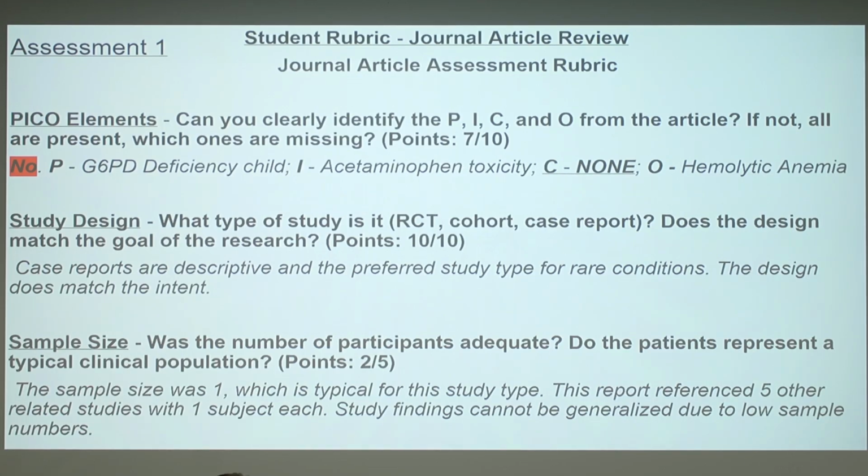any questions? The first element we're assessing are the PICO elements. Can you clearly identify the PICO elements? So the answer is no. So in this title or in the article, we have the population, G6PD deficient child. The intervention is acetaminophen, and the outcome is hemolytic anemia, but there is no comparison in this group, so I gave it a 7 out of 10 points.